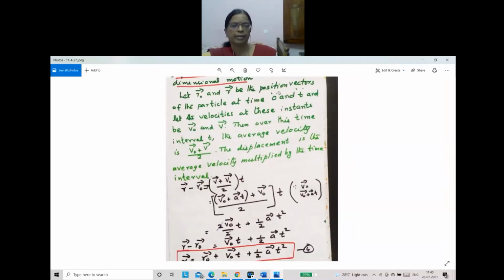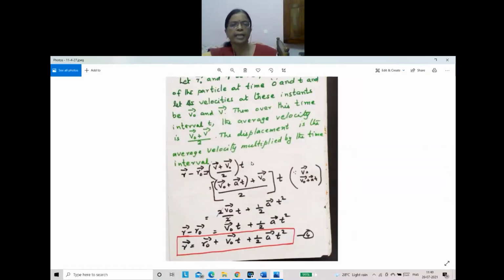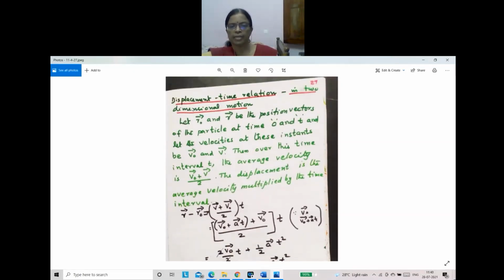Here also we have studied this equation: s equal to ut plus half at square. Here is the displacement-time relation in two-dimensional motion. Initially the position is r0. The body moved with an acceleration and finally reached position r. Like that, position vectors are given. What is the displacement? Final position minus initial position, vector r minus r0. That is the displacement vector.